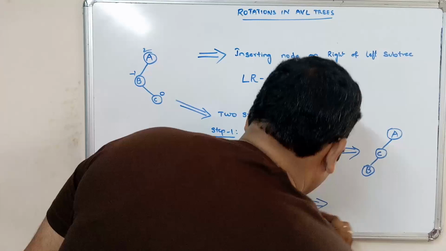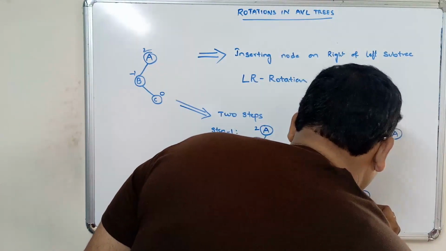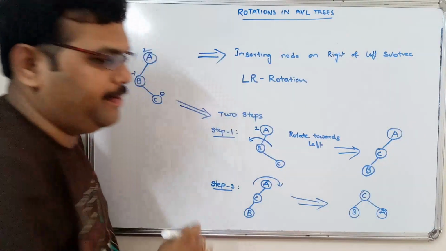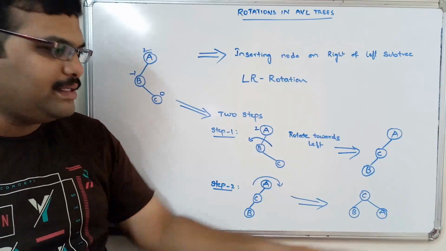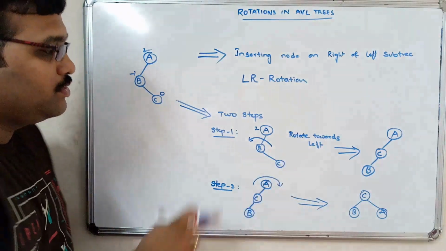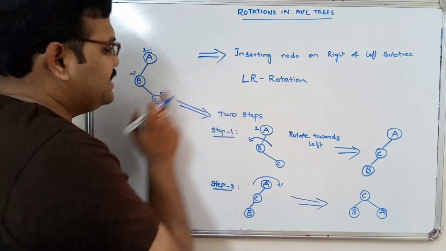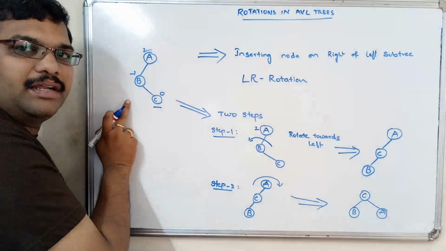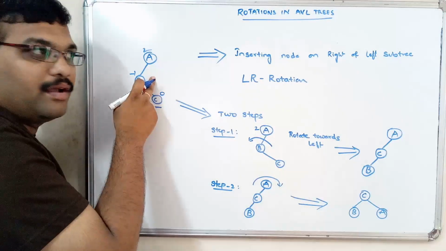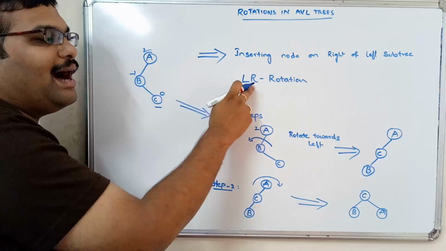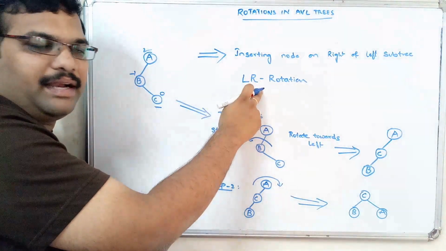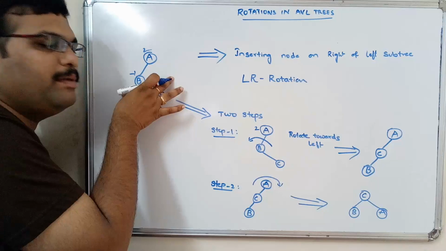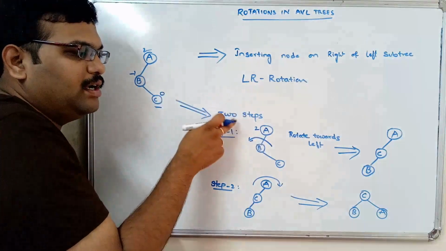After rotation towards the right, we will get C, B, A. This is how we get the result. This is the condition where we insert a node on the right side of the left subtree. That's why we call it an LR rotation, left subtree right side. This imbalanced tree is converted to a balanced one in a two-step process.